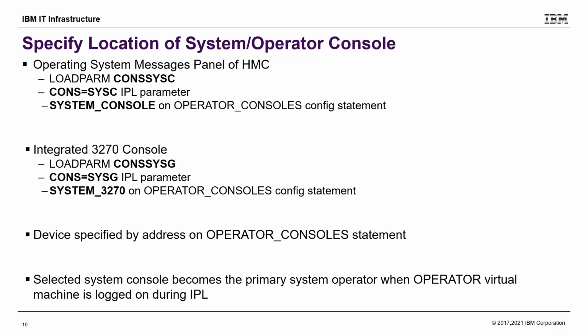The way the console statement is processed, you can specify multiple of these attributes on the operator console statement. So you could say system console, system 3270, and then have some device addresses. It will process what's specified in the order that they're specified and use the first one that it finds. So you can specify multiple addresses, and the first one that it finds is where the system console will be. And be aware that the system console is what becomes the operator console, the operator virtual machine, once the operator is logged on during the system IPL.